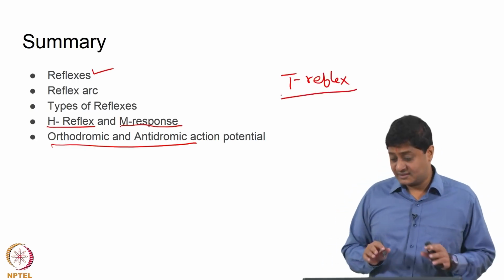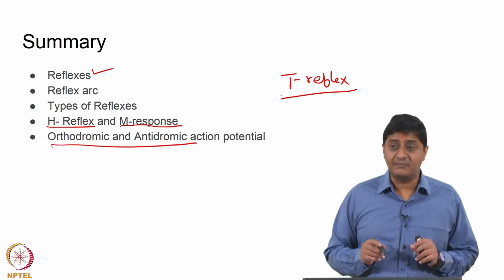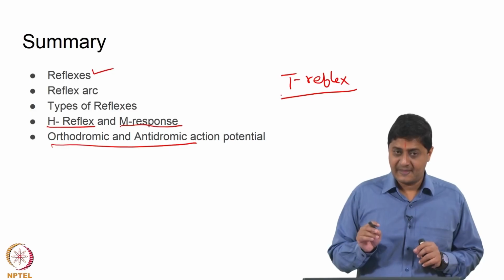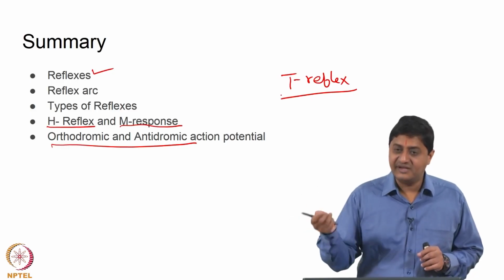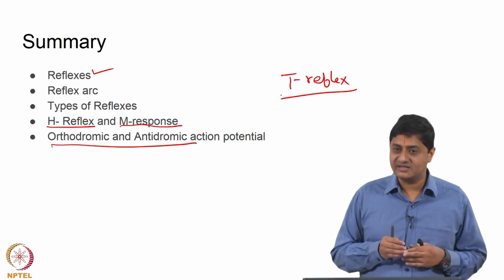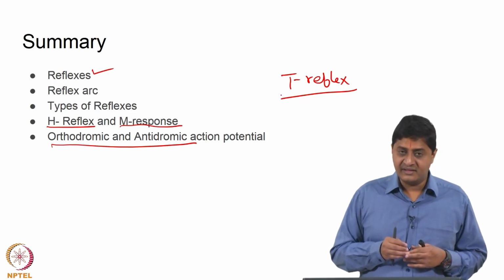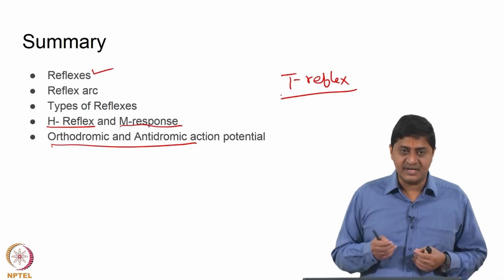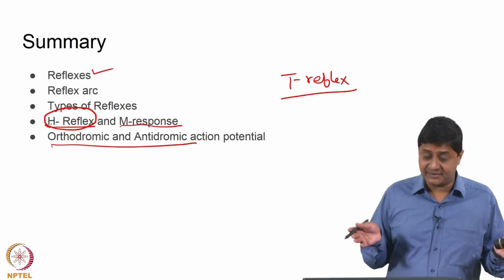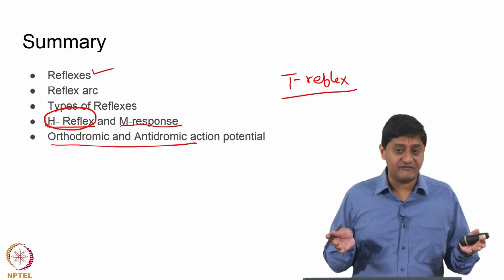This response is elicited by mechanical perturbation of the system. I am mechanically perturbing, I am hitting with a hammer. When something similar is done by electrically stimulating, I get the H reflex. So, that is a fundamental difference. Otherwise, the pathways are the same, the pathways involved are the pathways of the 1A afferents.